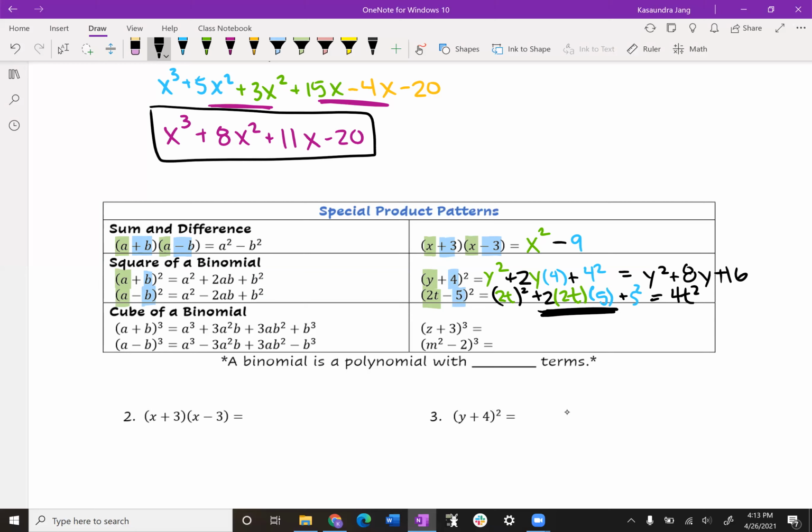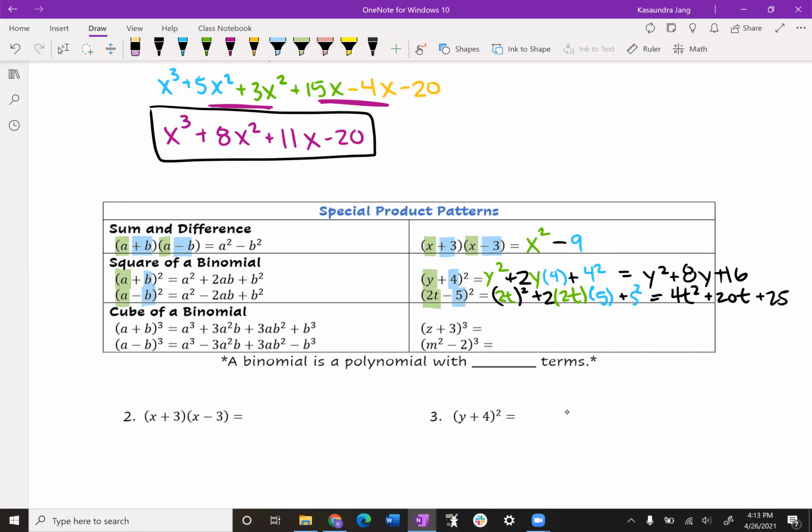The middle part here, let's simplify this down. I've got a 2 times 2 times 5. So 2 times 2 is 4, times 5 is 20. So I've got a 20t. And this last number right here, that is a 5 squared, which is 25, so plus 25. All right, so that is totally simplified down. And then you've got the cubes as well. So I think I'm gonna kind of move on.